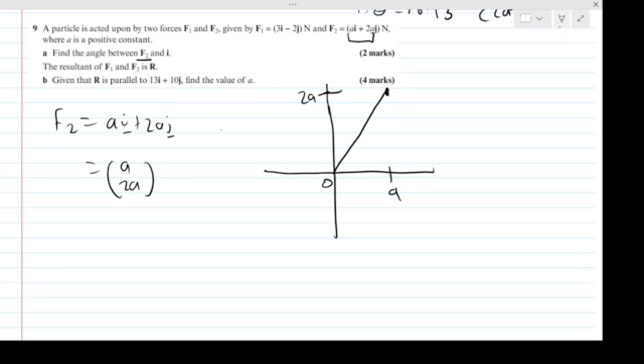Anyway, so to decode it, the angle it wants between the vector F2 and I, again, I is basically the x-axis and j is the y-axis. If it wants it between I, it wants the angle from the x-axis, okay?